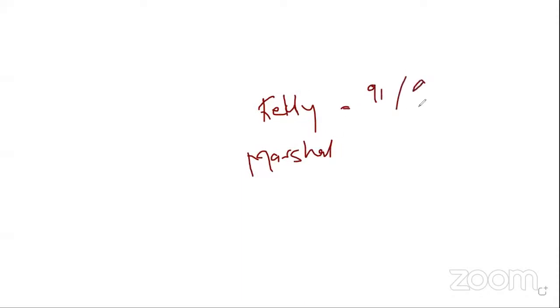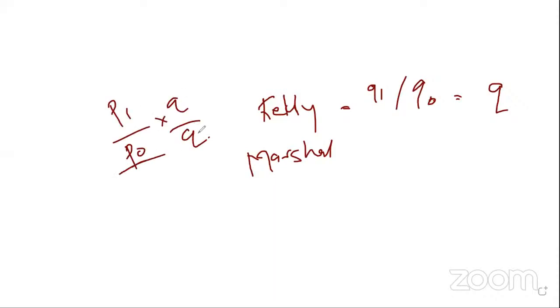No, sir. Now the last remaining are two. One is Kelly, the other is Marshall. Kelly is very simple. You take any constant number. Here now we are taking Q1 or Q0, right? He told to take any constant number like Q. And when you do it like P1 by P0 into Q upon Q, this is Kelly. How do you remember? Kelly, K for constant.